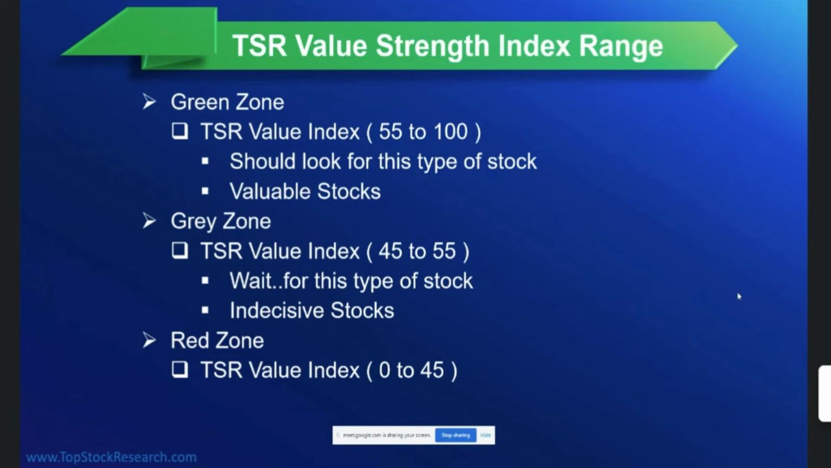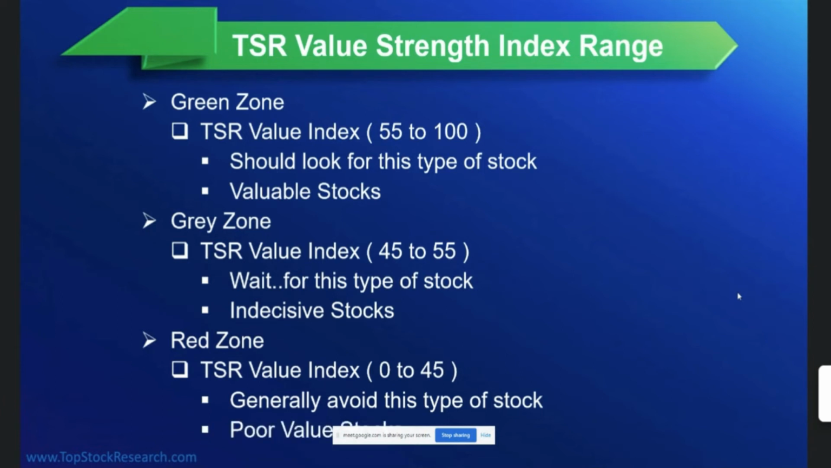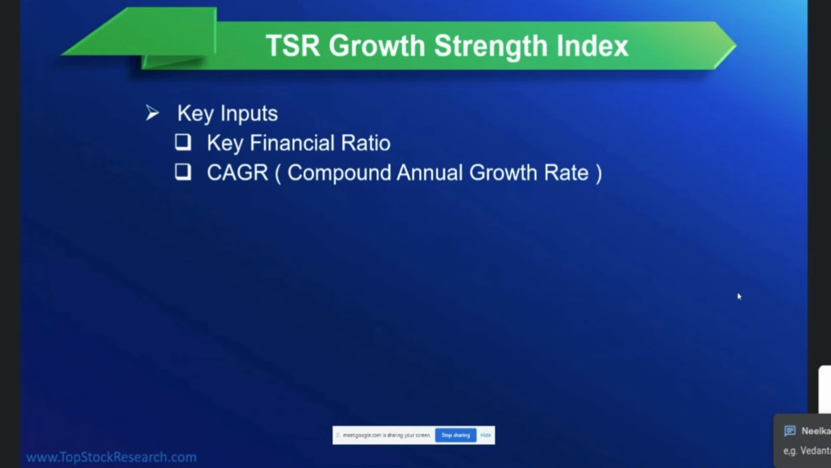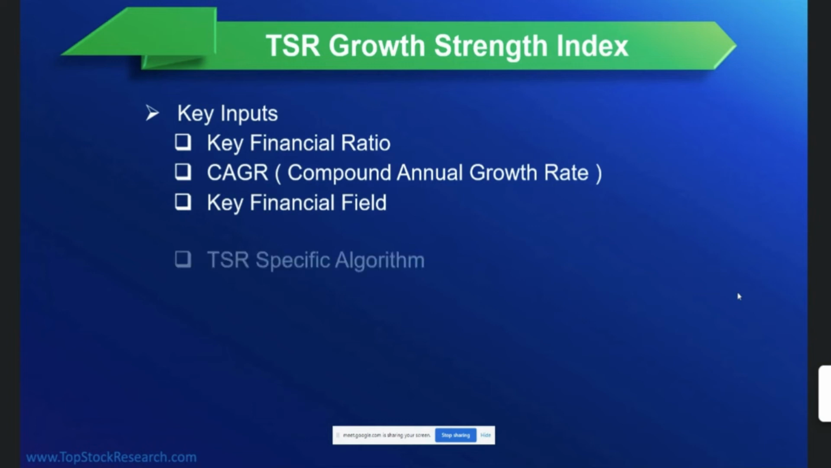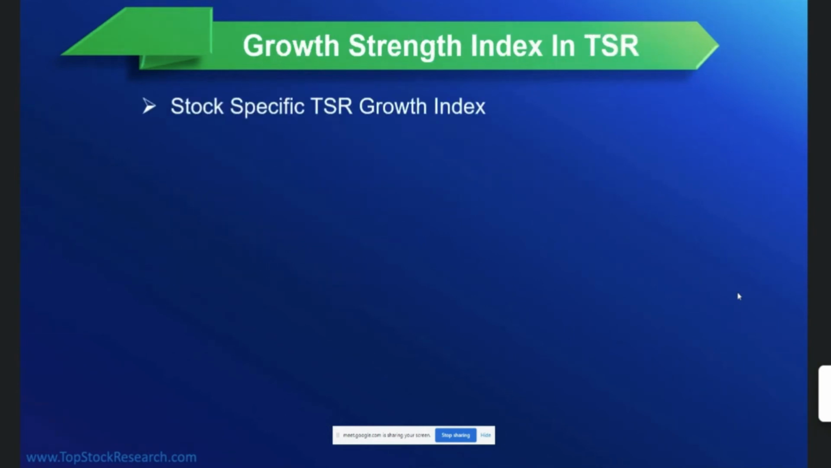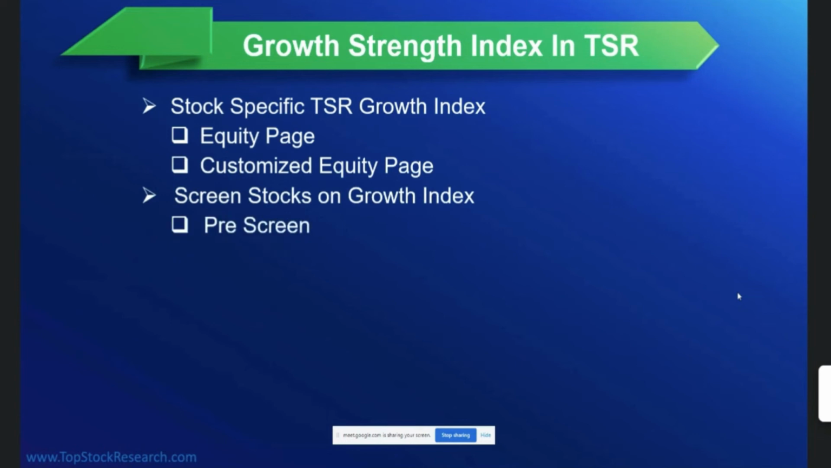All right, next. If the value is below 45, avoid. Same thing with growth, right? We use a lot of things. So if you see, there's an additional thing which has come in, which has much higher importance when it comes to growth, which is CAGR. In the previous ones, we do use CAGR. CAGR is an important thing, but here it is a very, very important part of growth. So key financial fields, and then we have our own algo. Same thing, results, stock specific, same places where you find growth, profitability, you'll find this also.